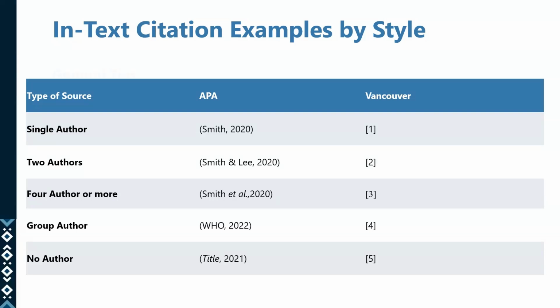you just follow continuously. And with the APA style, when you use two authors, you mention both authors and the year of publication. When it's four authors or more, you use the first author and et al., which just means and others, followed by the year of publication. But in Vancouver style, the number does not change. No matter the type of source, you just use the numbers consecutively till the end of your work.